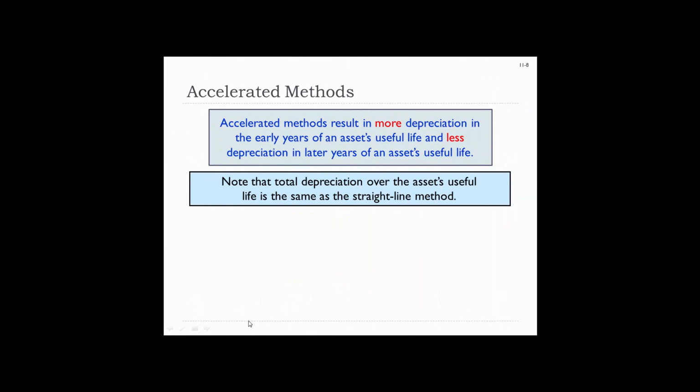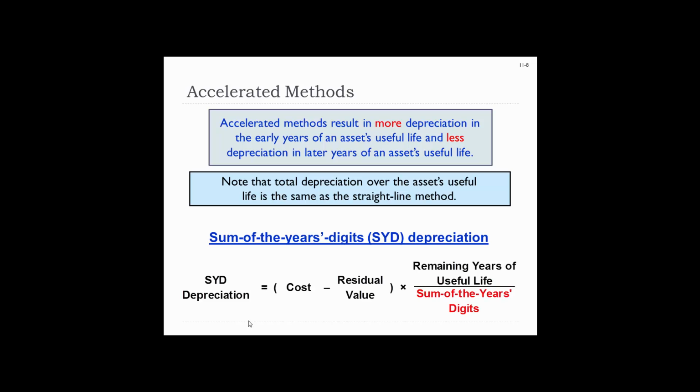Accelerated methods result in more depreciation in the early years of an asset's useful life and less depreciation in later years of an asset's useful life. Note that the total depreciation over the asset's useful life will be the same, whether you use straight line or some accelerated method. It doesn't change the amount, it just changes the years that you would take the amount in. So sum of the years' digits equals cost minus residual value times remaining years of useful life divided by the sum of the years' digits.